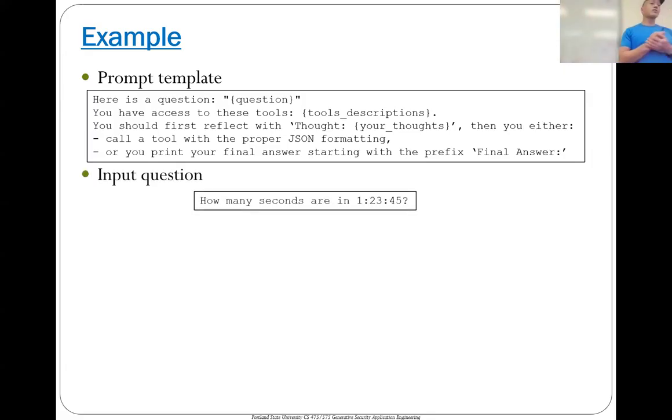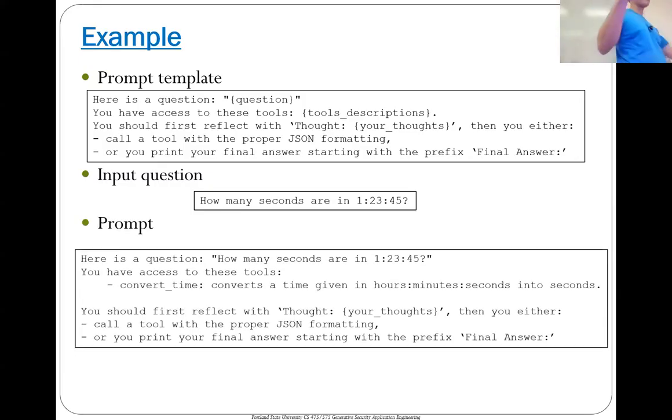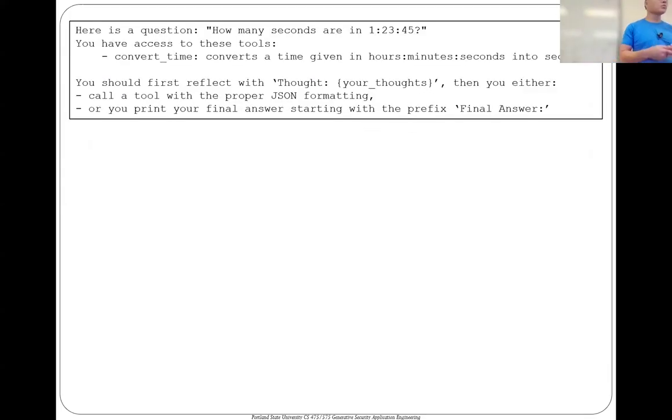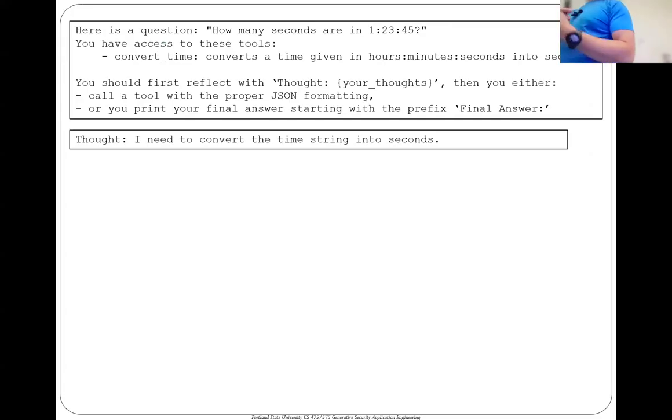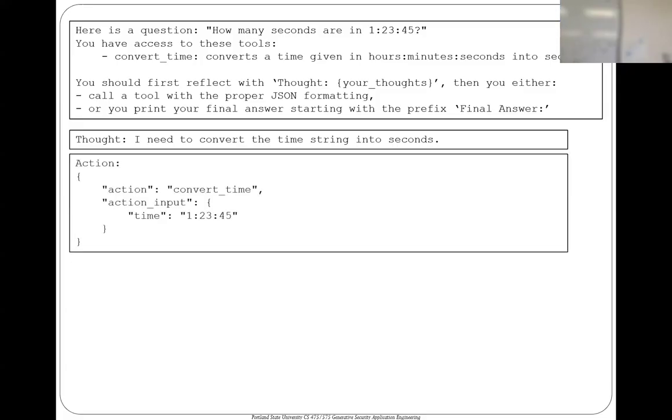So here's an example. How many seconds are there in 1 hour, 23 minutes, and 45 seconds? And then here's the background prompt. Say I have these tools. I've configured my art agent to have the convert time tool. And this converts time in this format, the exact format that has been given, hours, minutes, seconds, just into seconds. And so then this is basically the template that you give the LLM and say, execute. And the LLM looks at this and says, oh, I know what to do. I need to convert the time string into seconds. So we prompted the LLM to generate the thought.